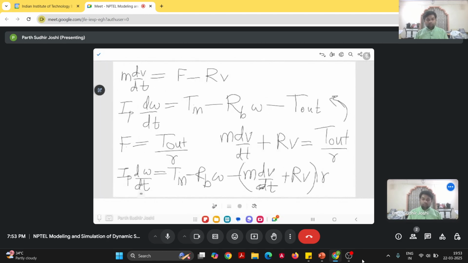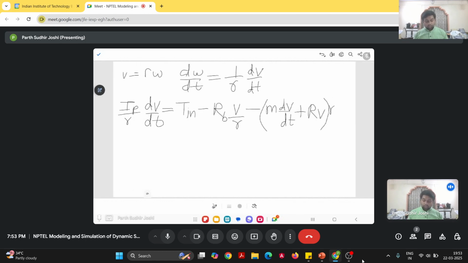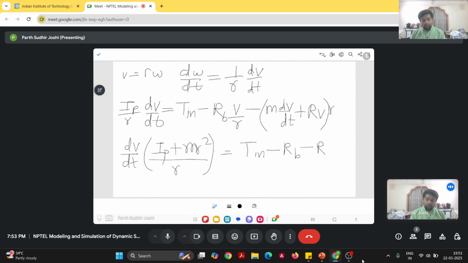Now further we can rearrange these terms, and what we get is dv by dt into IP plus m into r square upon r is equal to T in minus RB minus RR into v.